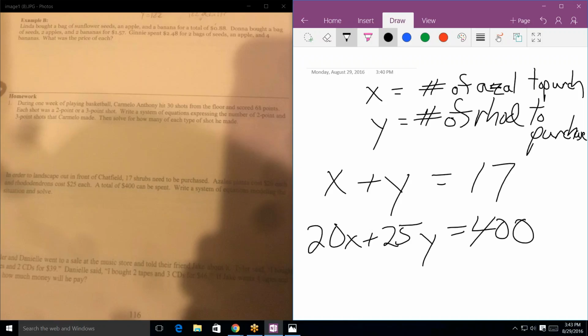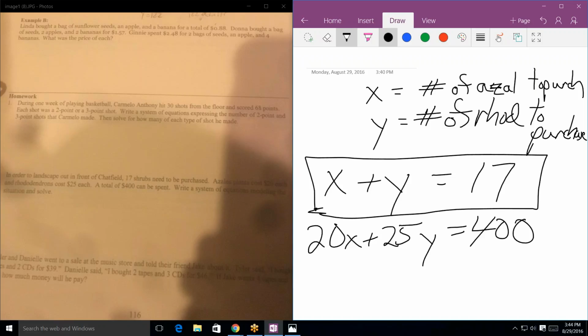A lot of times you don't need to use 2 variables to solve these problems. You can solve them in 1 variable. The way I would do that would be X would be the number of azaleas that I'm going to buy, and 17 minus X would be the number of rhododendrons. In other words, I take this equation that you saw and I manipulate it so that I don't have to use two variables. I only use one variable.